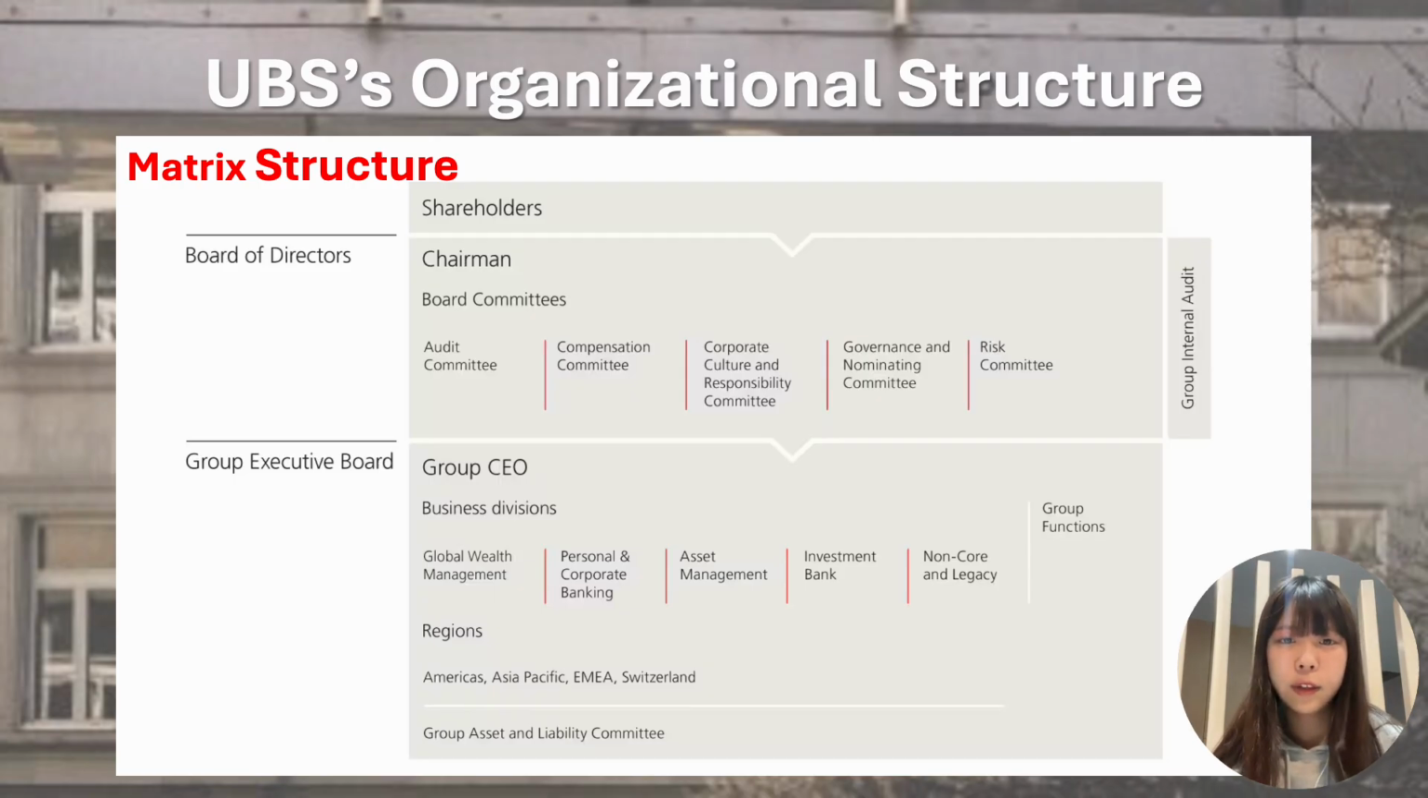Now, let's look at UBS. UBS uses a matrix structure, combining functional and divisional elements. Employees are organized by functions such as investment banking or wealth management, while also reporting to regional managers based on their location. This dual system enhances flexibility and local responsiveness, but can complicate decision making.